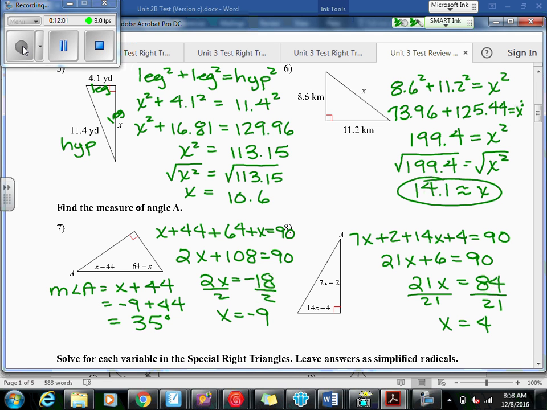And again, x is not what they ask you for. They want the measure of angle A. So you're going to take your angle A and you're going to plug it in. So the measure of angle A is equal to 7 times x, which we know is 4, plus 2. 7 times 4 is 28. 28 plus 2 is 30 degrees. So the measure of angle A is 30 degrees.